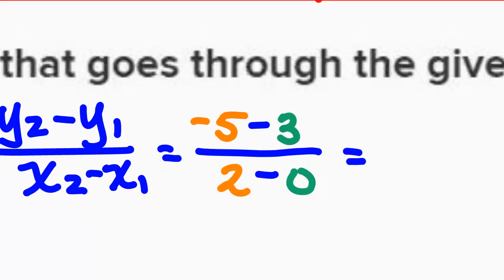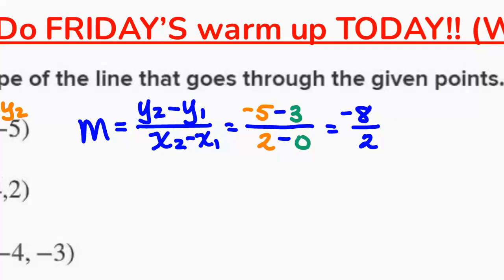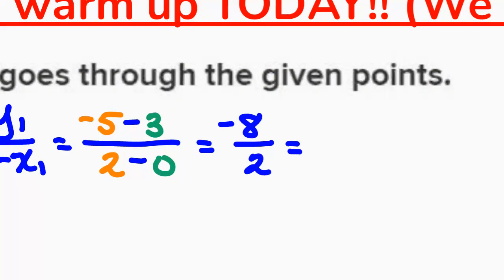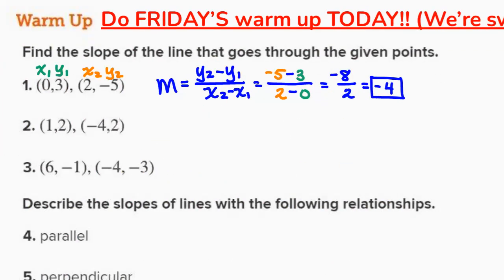Negative 5 minus 3 is negative 8. 2 minus 0 is 2. And can I simplify negative 8 divided by 2? Yep, that's going to simplify to negative 4. So my slope for that line is negative 4.